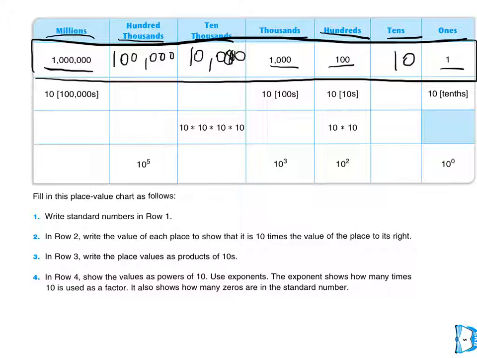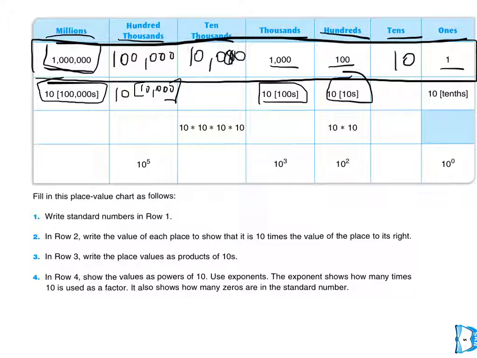Okay, now we're going to start showing you new ways of doing it. The next way is a little bit different. If you look at each of these numbers on the top row you filled out, they are 10 times bigger than the number below it, the number to the right of it. So millions is 10 100,000s. 100,000s will be 10 10,000s. And 1,000 is 10 100s. 100 is 10 tens, you know that. Ones is 10 tenths. That's kind of a tricky one, but if you know tenths and decimals, 10 tenths will get you 1.